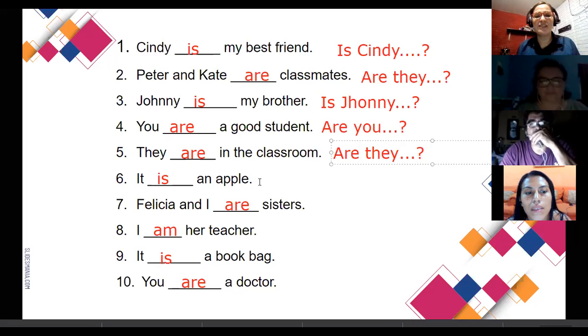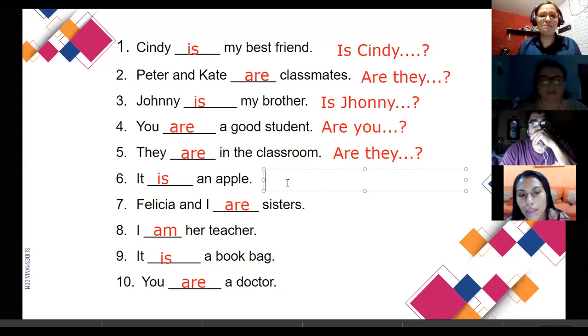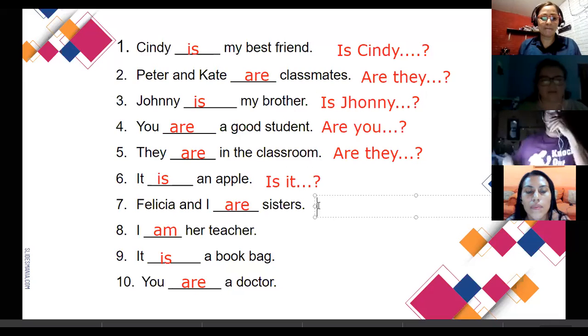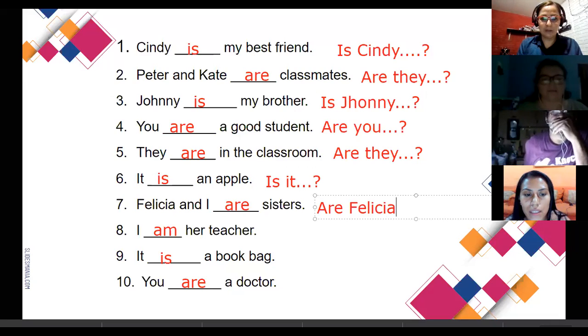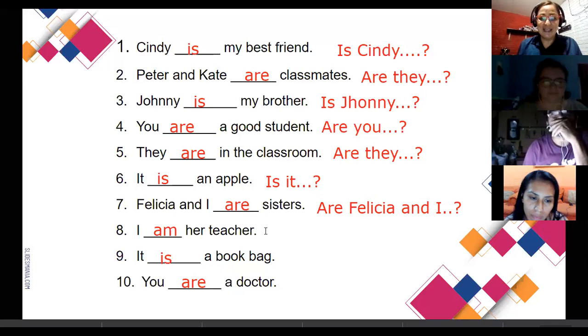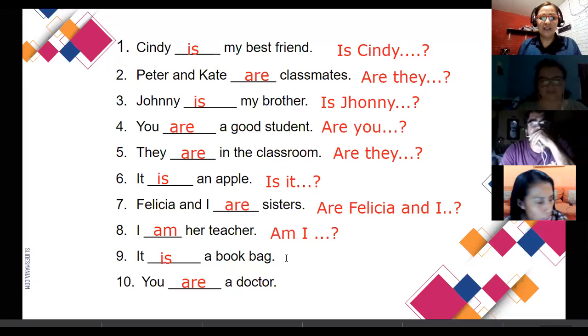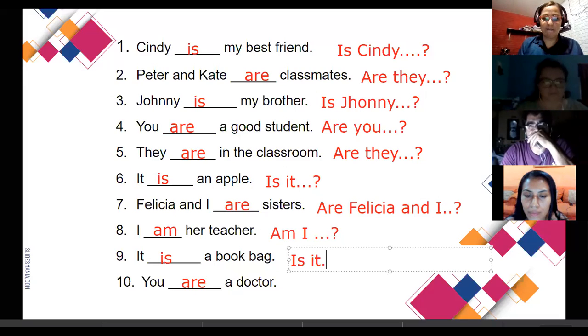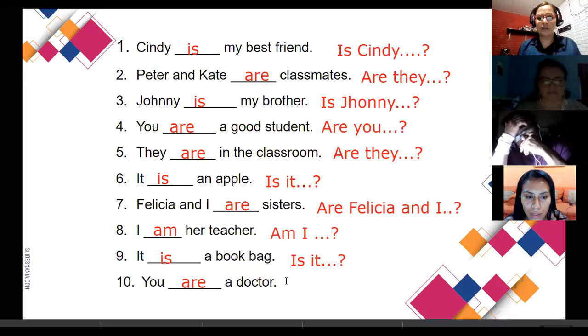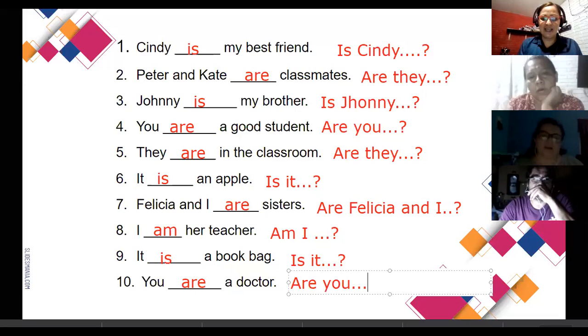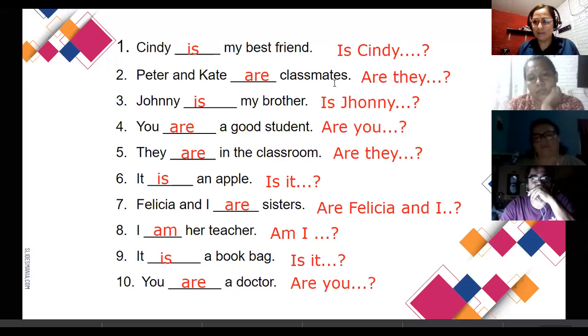Okay, por el tiempo, no lo escribo todo, pero le voy a mandar la foto, okay, para que ustedes lo copien en su cuaderno. It is an apple. It is. Ajá. Felicia and I. Are Felicia and I sisters? Okay, very good. I. Ajá. Am I your teacher? Is it a book? Excellent.